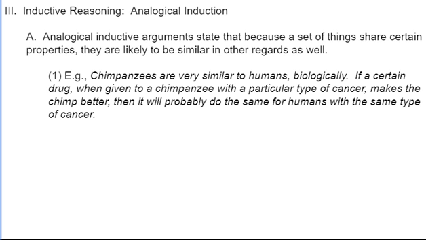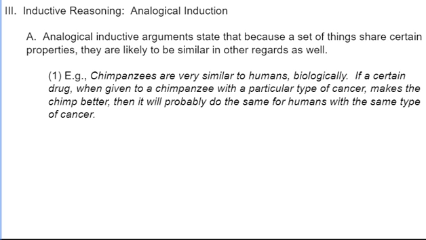So, the example we already looked at is in medical testing, right? Chimpanzees are very similar to us biologically. So if we give them a certain drug that treats a certain kind of cancer, and we have the same kind of cancer, and the chimp gets better, well, it's a very good chance. It's not guaranteed, of course, and that makes sense. This is an inductive argument. But it would stand to reason, it would make a whole lot of sense that maybe it would treat a human being as well. You see how this is an analogy, right?